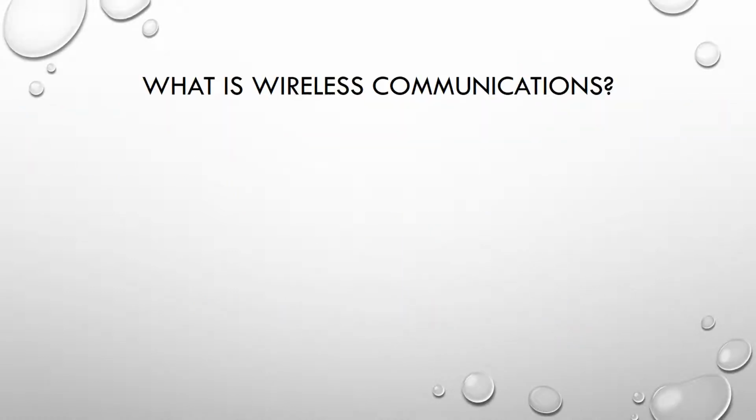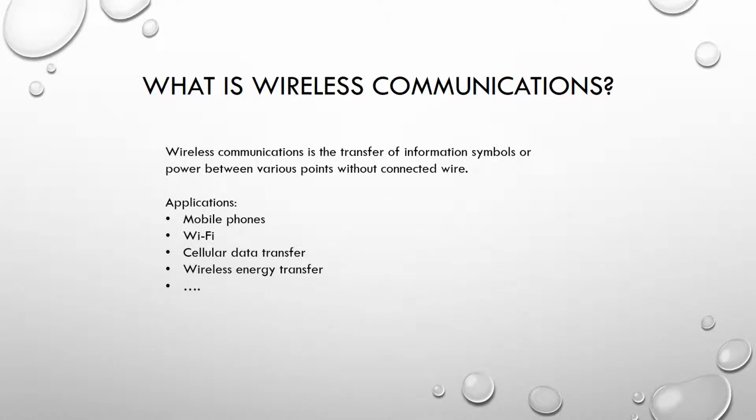Firstly, we need to know what wireless communications is. Wireless communications is the transfer of information, symbols, or power between various points without a connecting wire. It has been used in many applications, such as mobile phones, Wi-Fi, cellular data transfer, and wireless energy transfer.